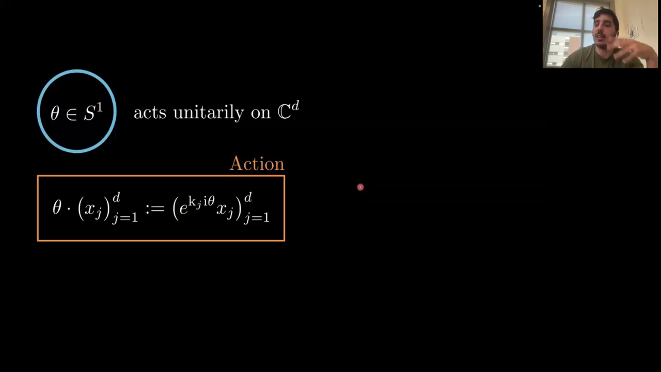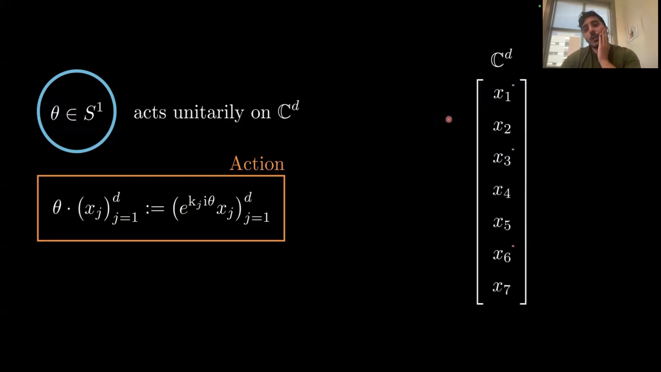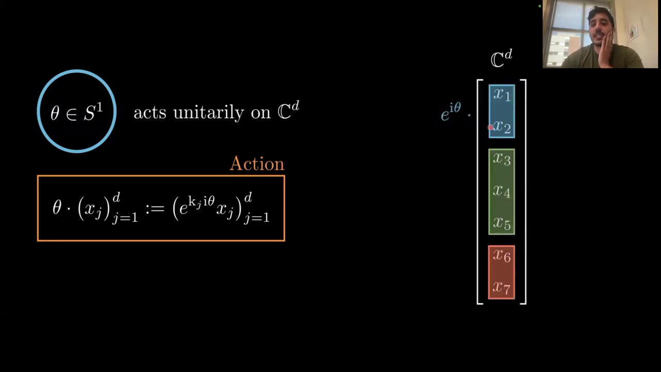You can think of this as a direct sum of irreducible representations of a circle, if you will. For example, I can have the first two entries of a 7-dimensional vector being acted on by e to the i theta. So here k is equal to 1, so you kind of have a 1-to-1 action. But the next three entries, I can have a speed up of k equals 2. So there's a twofold speed up on the phase shift. They get phase shifted much faster. And the last two entries, I can have k equal to 0, and they're not affected by the phase shift.